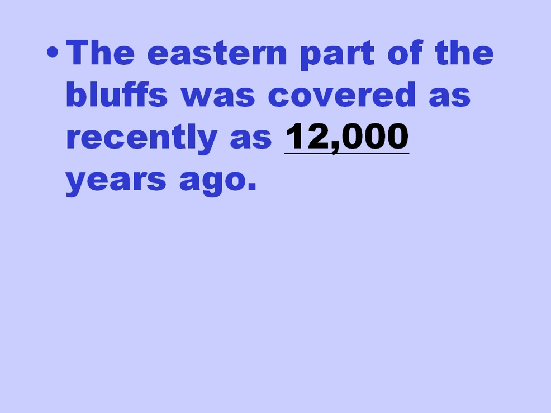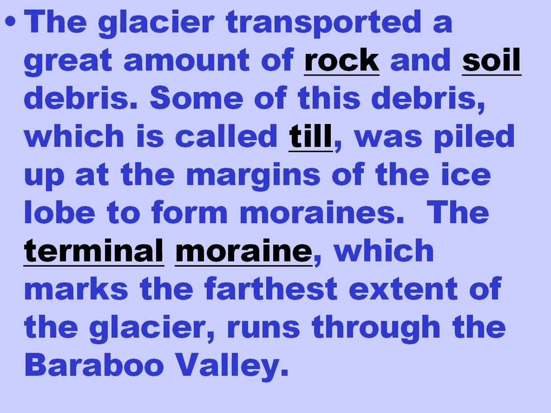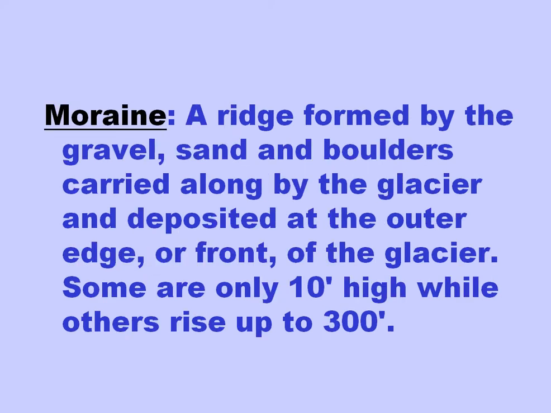See, the eastern part of the bluffs was covered as recently as 12,000 years ago by the glaciers, but not the western part of the bluffs. And the glaciers did transport in a great amount of rock and soil debris. Some of this debris, which is called till, was piled up at the margins of the ice lobe to form moraines. And we can see those terminal moraines right here in Wisconsin. We can actually follow that terminal moraine all the way out west and all the way out east. So we see a lot of glacial features here in Wisconsin, but the glaciers did not create the Baraboo Bluffs.